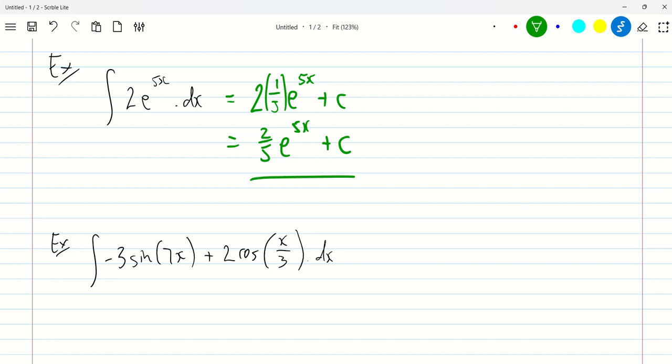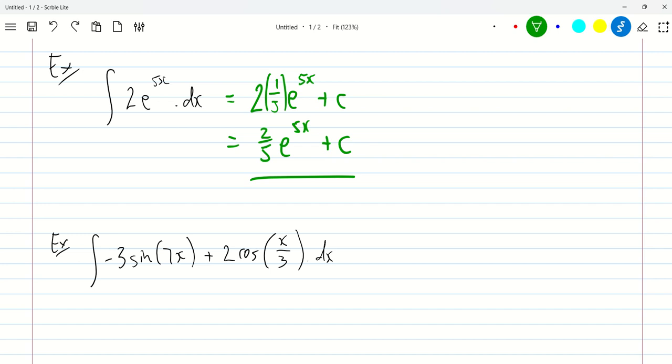The beautiful thing about integration is that you can just quickly take the derivative to check that you got the right answer. So if we took the derivative of this, that 5 will come down the front, those 5s will cancel out, you'll just be left with 2e to the 5x. The derivative of c disappears, so we can tell that that is the right answer, guaranteed.